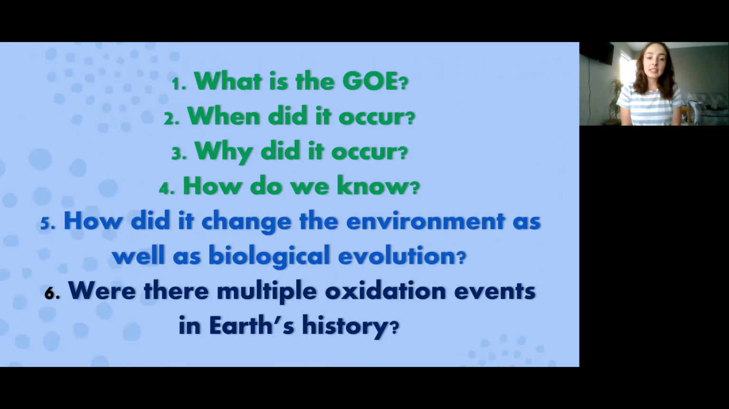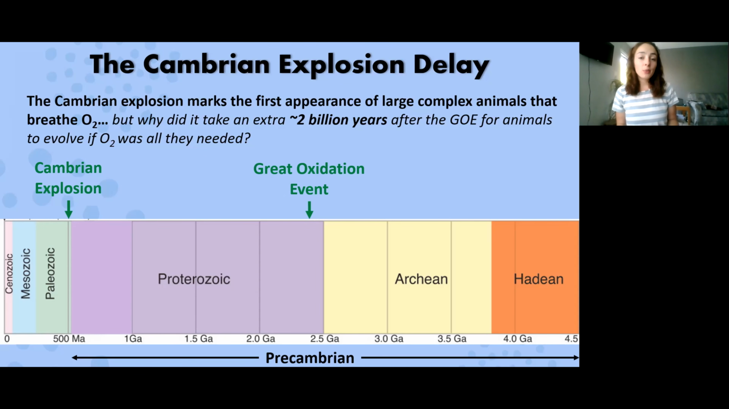So now that we've basically covered what the GOE is, when it occurred, why it happened, and how we know it happened, let's get on to how did it change the environment as well as biological evolution. Well, most people, when they think about when oxygen first arrived, they're probably going to think that animals that could breathe that oxygen also arrived in a similar time.